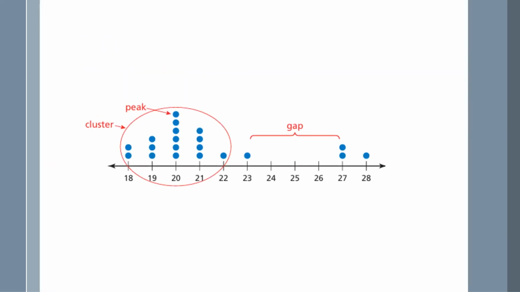All right, so let's define these parts. Cluster means that the data points are all bunched up next to each other. The gap is how far apart it is from other sets of data, as you see. And the peak, as I already stated, is the mode. In this case, the number that repeats the most is 20.